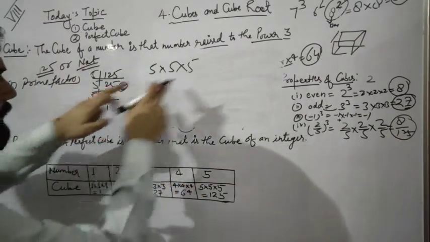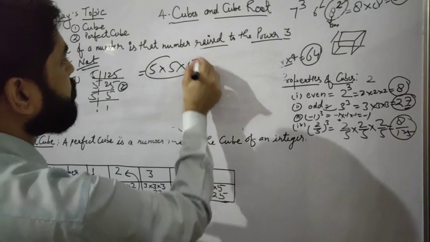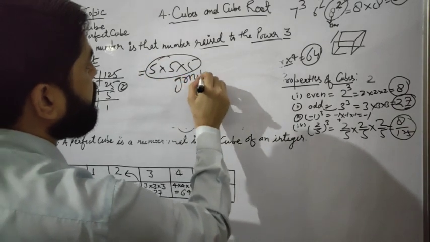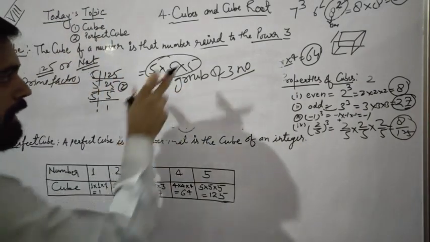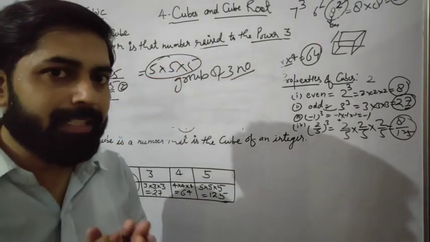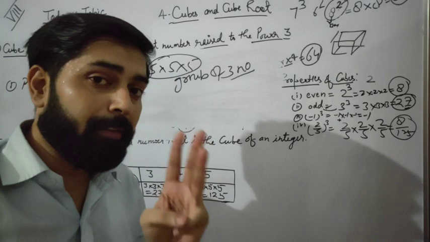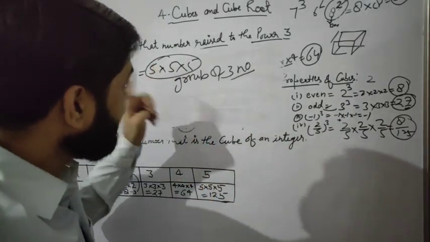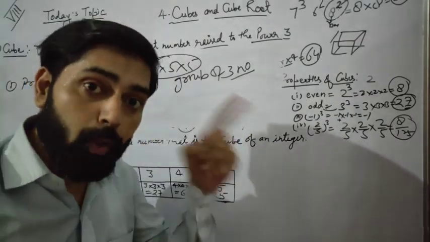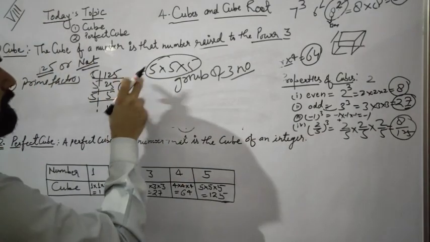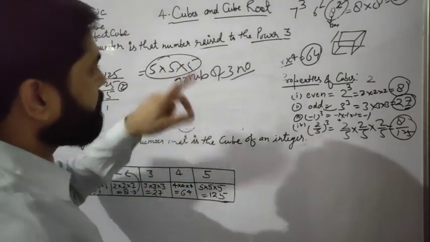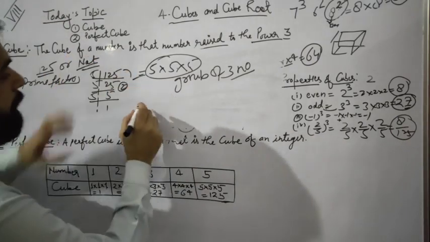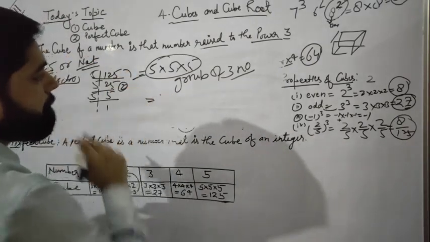First prime factor, then we write the prime factors and make groups of 3 numbers. If you have numbers in a group of 3, then that is a perfect cube. This is because 5, 5, 5 are 3 numbers in a group. How many numbers here? 5. So 125 is a perfect cube.